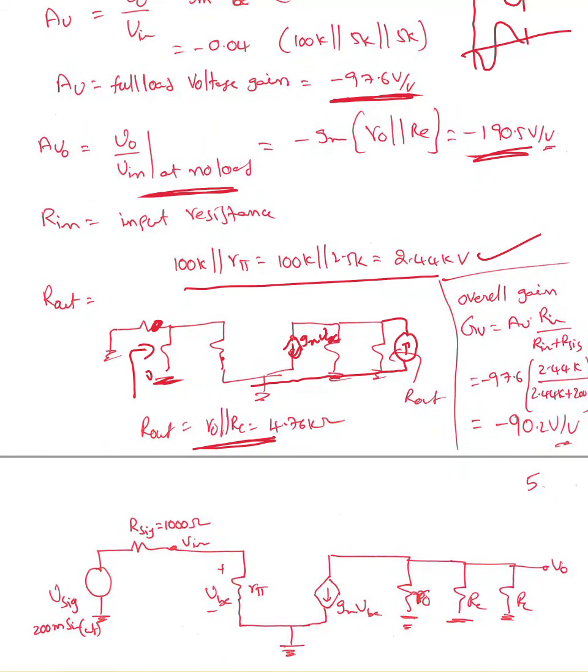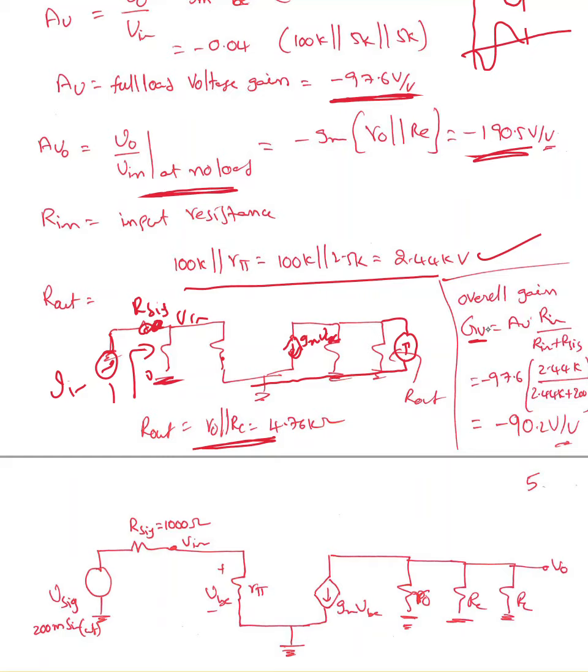Okay, now the overall gain is always AV times input resistance over input resistance plus R signal. So here is my R signal, here is my input source Vin. Basically, for the overall gain, we're considering the source resistance, the signal resistance. So we're going to use the voltage division rule. How much voltage we are losing at our signal, and the remaining is going to be Vin. That's what we're finding.